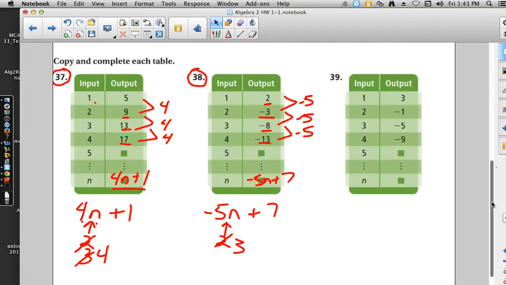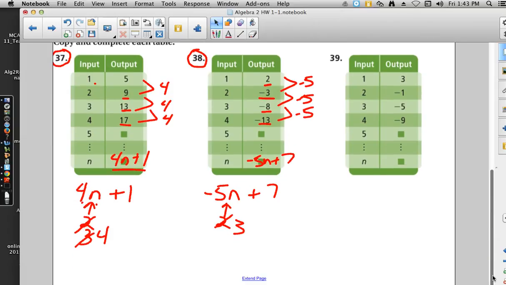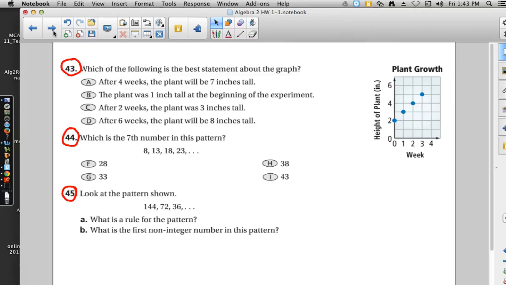Like I said, it works for those linear relationships. If when we graph these points, these will all graph on a line, then that process is going to work. Number 43 says, which of the following is the best statement about the graph? Well, obviously we want one that's true then, if it says the best statement.